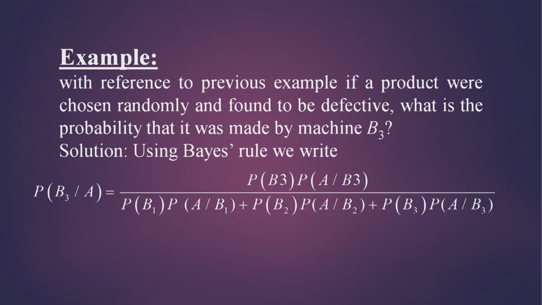Now, with reference to the previous example, if a product were chosen randomly and found to be defective, what is the probability that it was made by machine B3? So now we can apply Bayes' rule to find the solution. Using Bayes' rule, we can write probability of B3 given A is equal to probability of B3 into probability of A given B3 divided by probability of B1 into probability of A given B1 plus probability of B2 into probability of A given B2 plus probability of B3 into probability of A given B3.